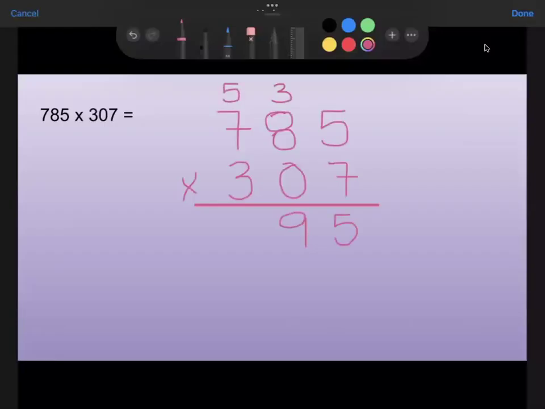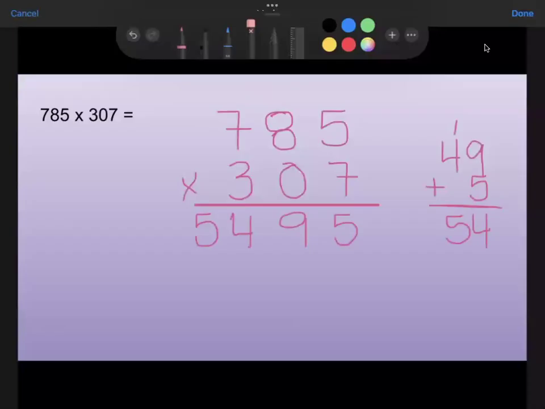7 times 7 is 49. And then I would have to add 5 to that. And the reason I'm doing this over here is because sometimes it's hard for us to regroup in our head when we're adding. So I like to see it visually. So that is 49 plus 5, 54. So a 4 here and a 5 here. And that 5 is just going to slide right down and land right there. So there is my first partial product.